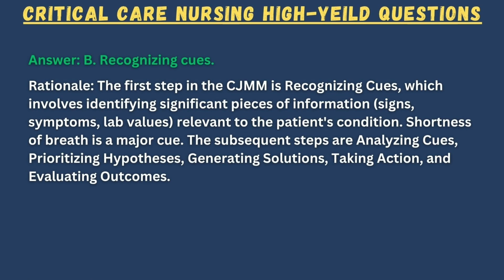Answer: B. Recognizing cues. Rationale: the first step in the CJMM is recognizing cues, which involves identifying significant pieces of information, signs, symptoms, lab values, relevant to the patient's condition. Shortness of breath is a major cue. The subsequent steps are analyzing cues, prioritizing hypotheses, generating solutions, taking action, and evaluating outcomes.